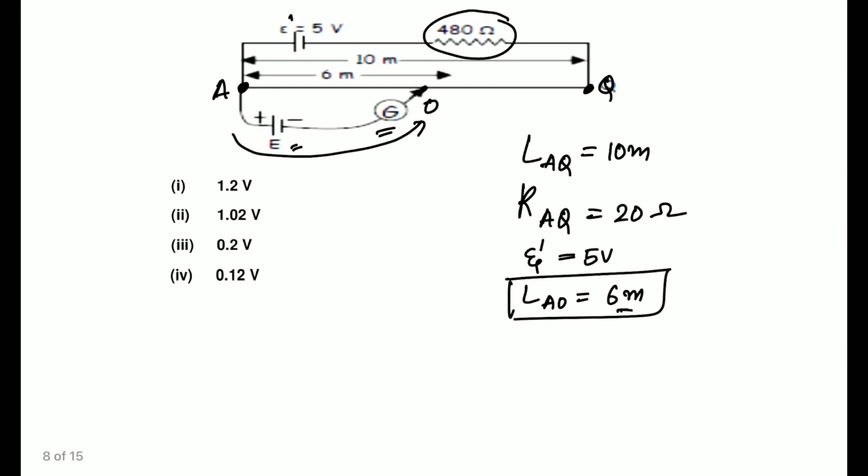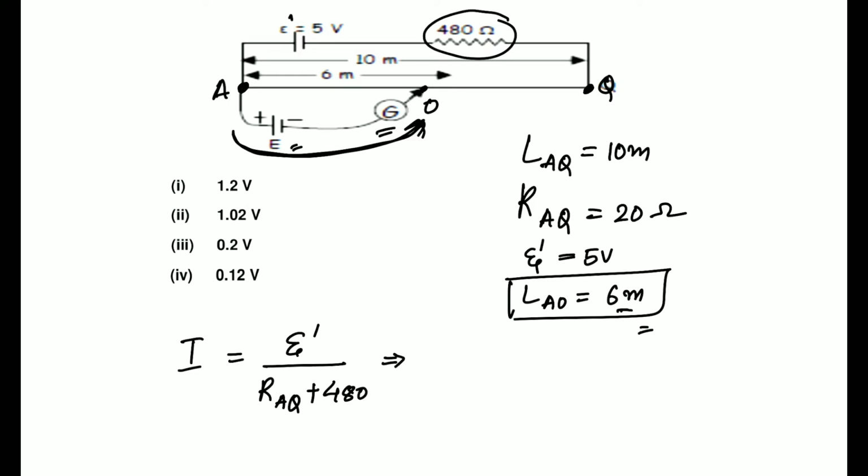Okay, let's try to solve this. Now, we got the balancing length. So at balancing length, current will not flow through this circuit. The galvanometer will not show any deflection. So in that situation, I can simply write the current that is going to be flowing in my primary circuit as the EMF divided by the resistance of my AQ wire plus the external resistance, that is your 480 ohm.